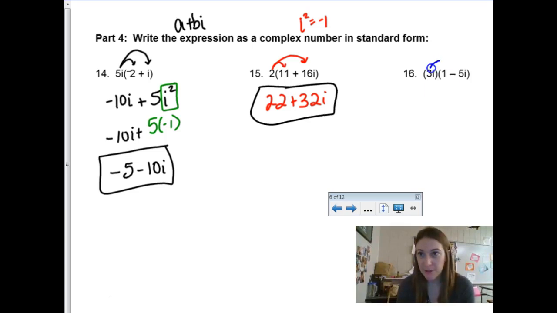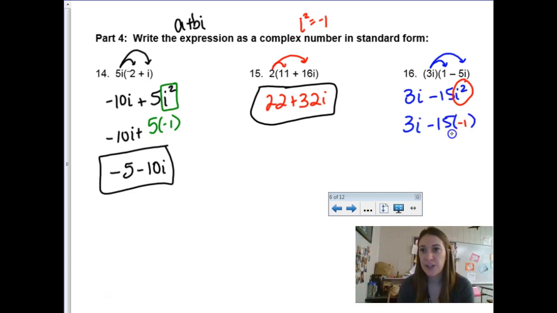A little more excitement here on number 16. This time we're distributing a 3i. So this becomes 3i times 1 is 3i, and then minus 15i squared. So again, we have to remember that i squared is really a negative 1. So this is 3 times i minus 15 times negative 1.